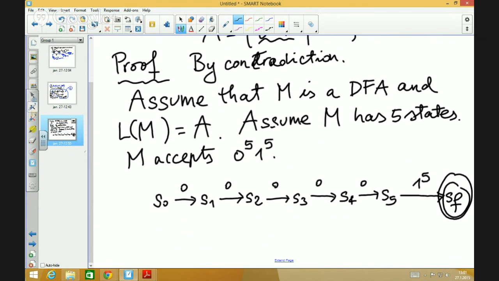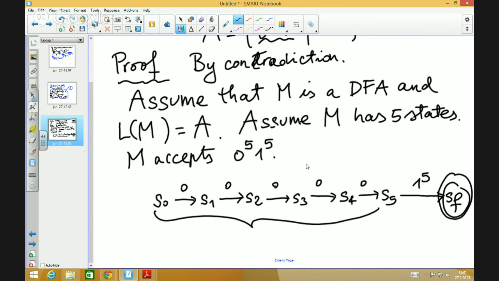Now, let's look at this part of the computation. How many states have we gone through in this part of the computation? How many states are there? 6 states. S0, S1, S2, S3, we can count them. There are 6 of them. Can they all be different?